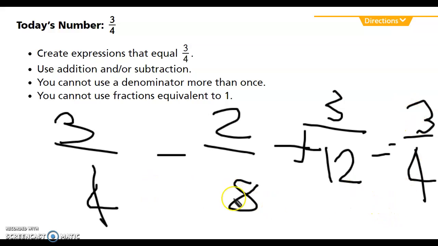I hope you found a way to make a lot of different equations. Remember that when you're doing this activity, think about how do you know that this equals 3/4, and how did you decide which fractions to use? Today we focused a lot on thinking about equivalencies. For example, we thought about how 2/4 is the same amount as 1/2, so we could use the fraction 1/2 instead of 2/4. Thank you for your hard work.